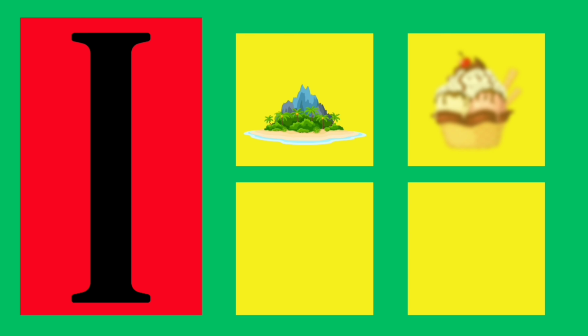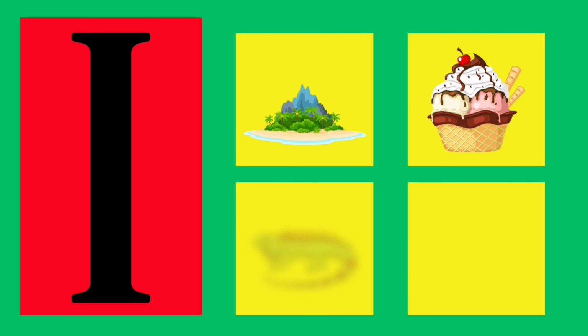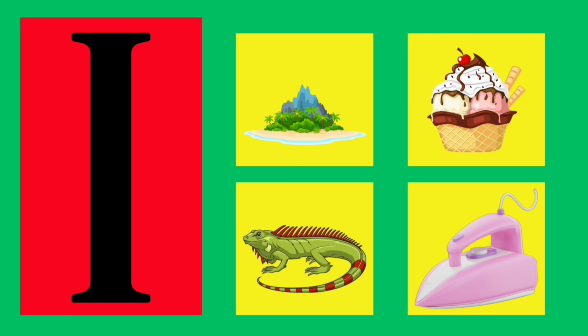I. I is for island. I is for ice cream. I is for iguana. I is for iron.